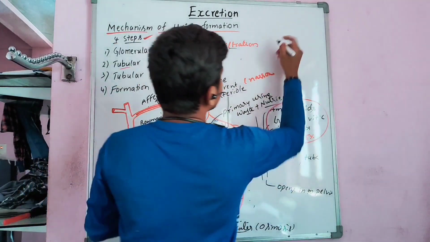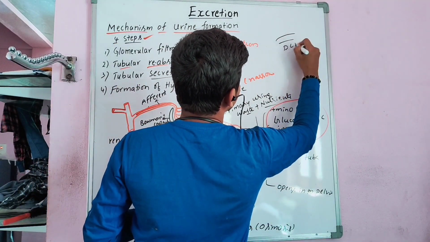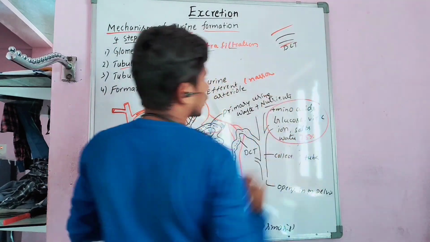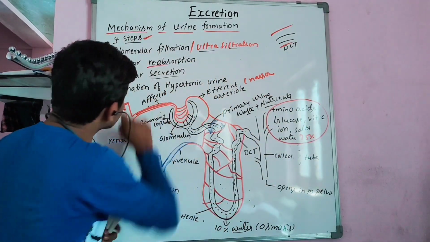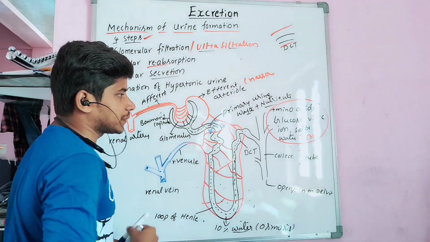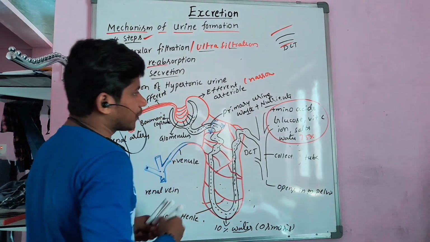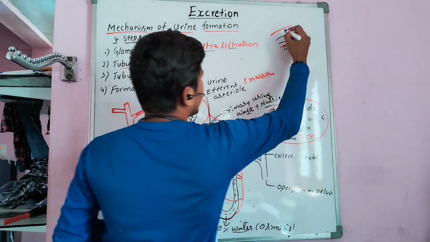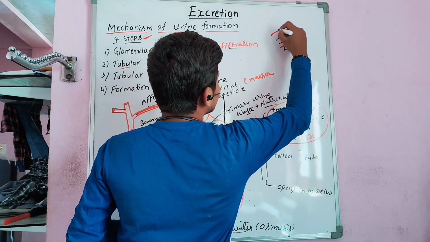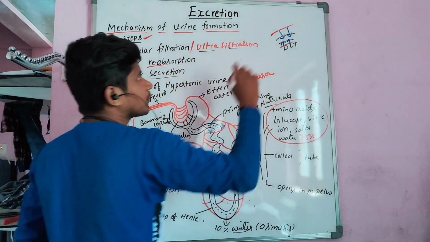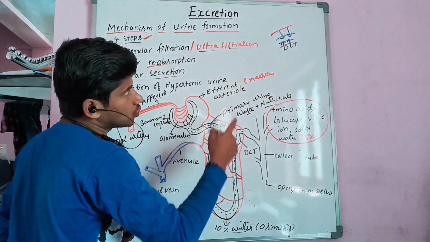See, for example, here this is the DCT and these are what? The peritubular network around the DCT. Here, in the third step, the tubular secretion process takes place. Here what is happening means, from the blood capillaries, the waste materials are simply secreted, only waste, not a useful product, only waste from the blood capillary to the DCT.